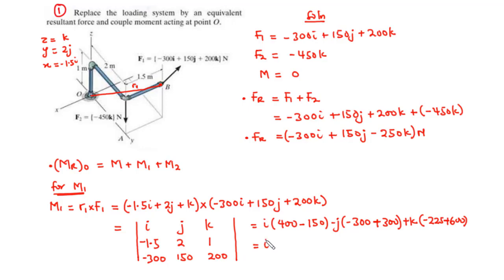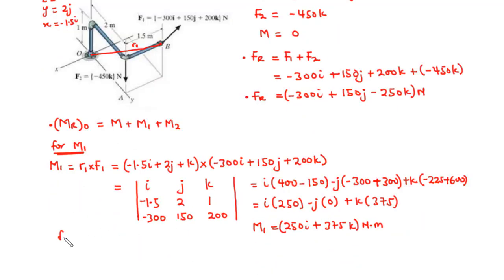Hence we have i times 250 minus j times, this becomes 0, plus k times positive 375. Therefore, we have M1 to be equal to 250i plus 375k in newton meters. So that is for M1. Now let's move on to M2.